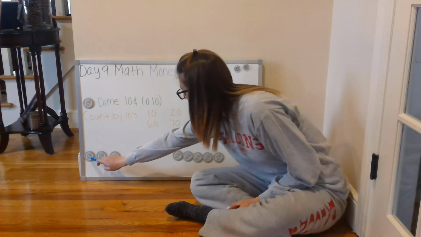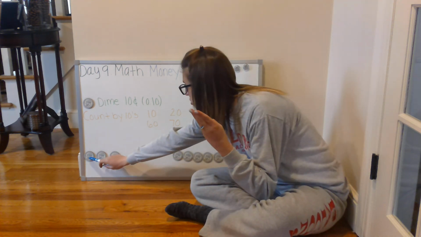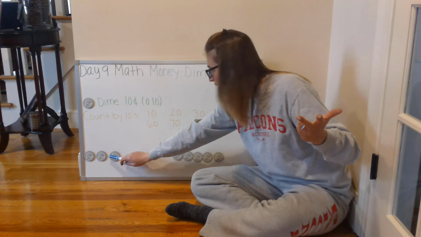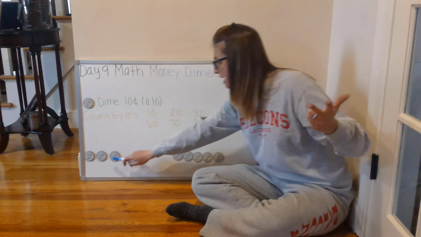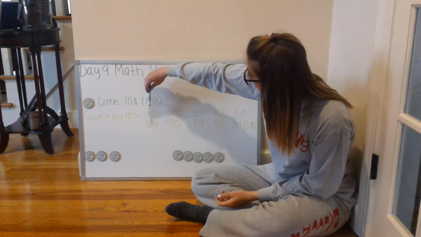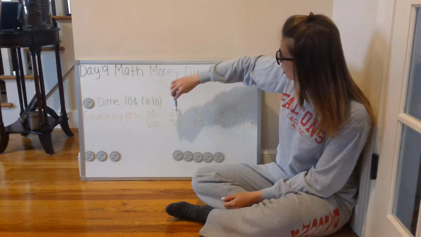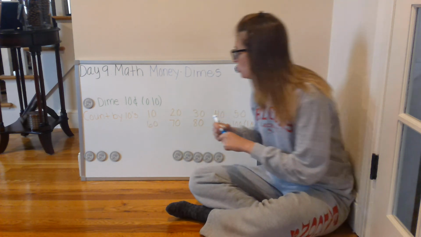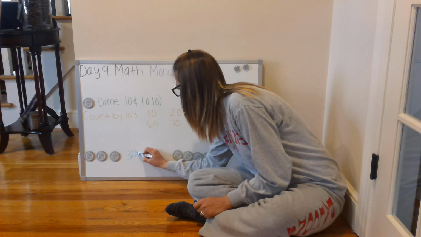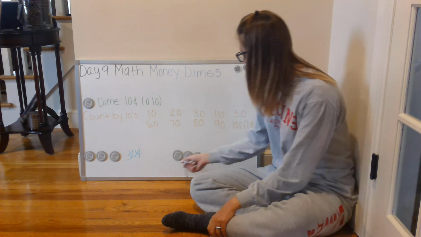So let's first start by counting. We have to count by tens 3 times, starting with 10. So 10, 20, 30. So 3 dimes is worth 30 cents. Now if I do it on my number line, I have to count by 10 3 times. So on my number line, I'd go 10, 20, 30. So 3 dimes is worth 30 cents. Okay? Now let's move over to the next problem.